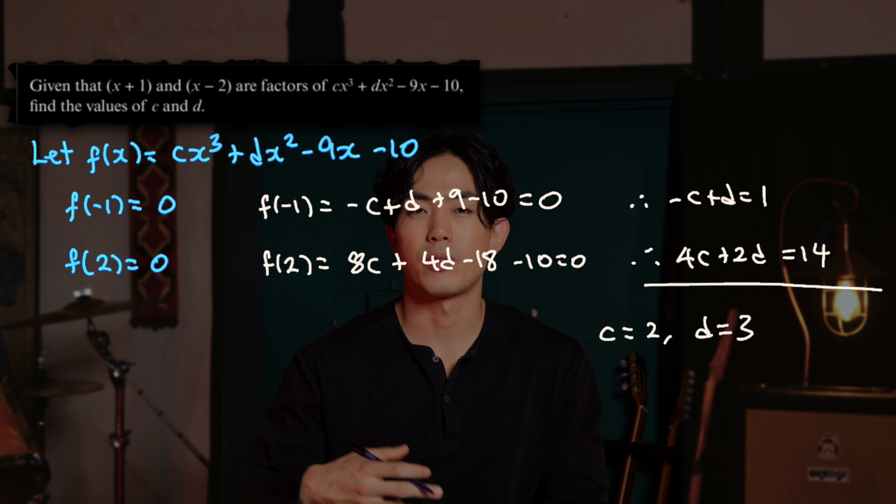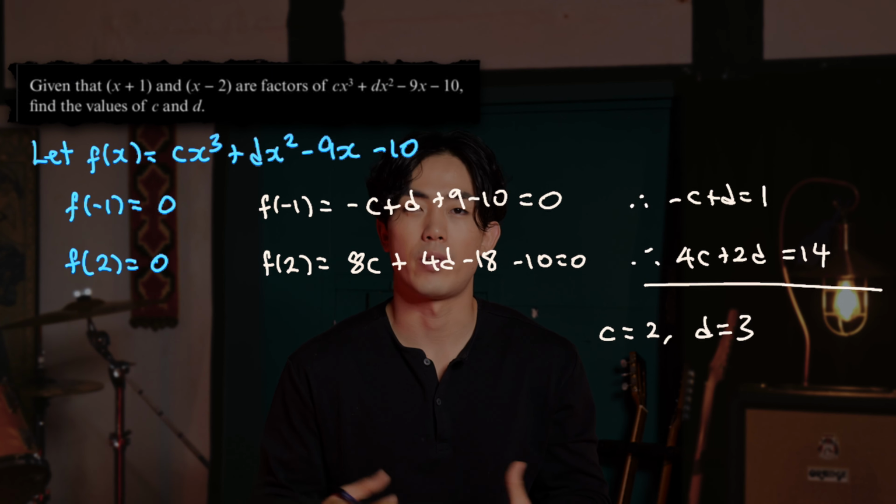So these are just some different types of questions, but they're all using the definition of the factor theorem. Go ahead and practice some of these questions. Once again, as I said, it is trial and error in most cases, but the values will be within the range of minus 3 to 3.